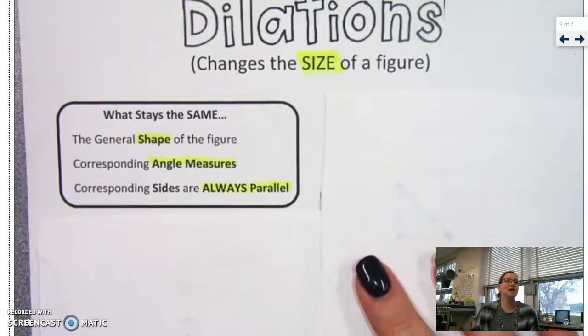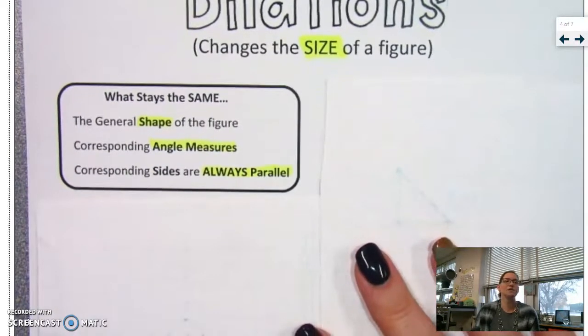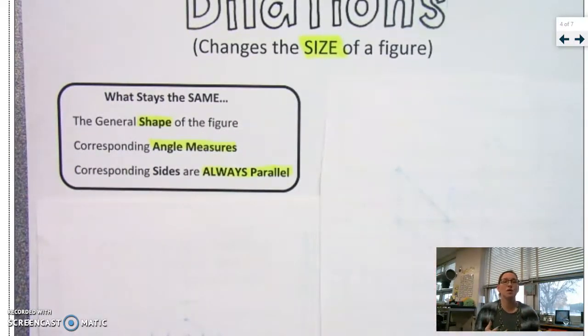What stays the same in a dilation? There are some things that do stay the same. The general shape stays the same. So if it is an isosceles triangle, it'll still be an isosceles triangle. The corresponding angle measures, we know what corresponding means: the same angle on the image should be the same angle on the original. Those angles would be the exact same measure if you were to measure them with a protractor.